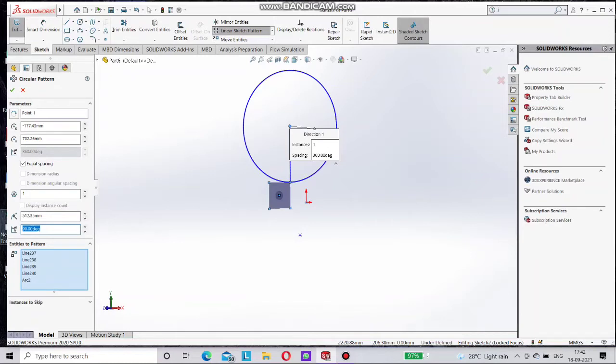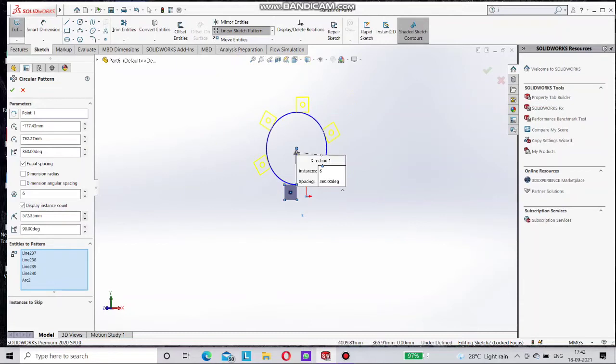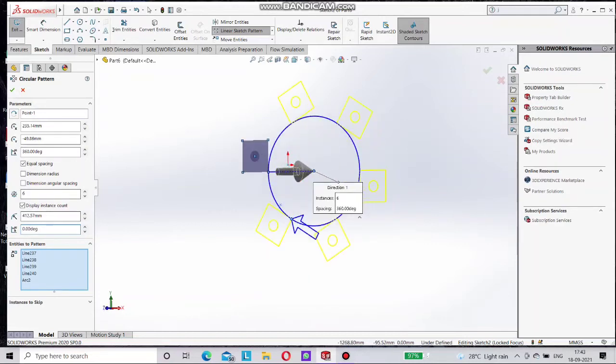It has two options, for angle and the length of radius. We can choose here any number of patterns in any radius like this. You can choose angle also and radius also like this. If I select here 270 like this, 180 or 360, you can choose like this.